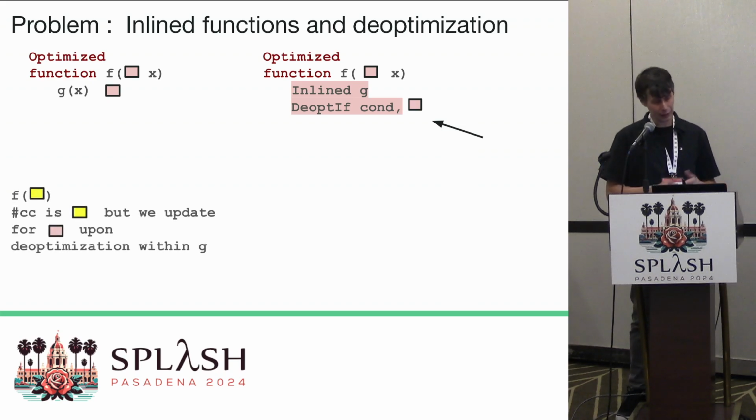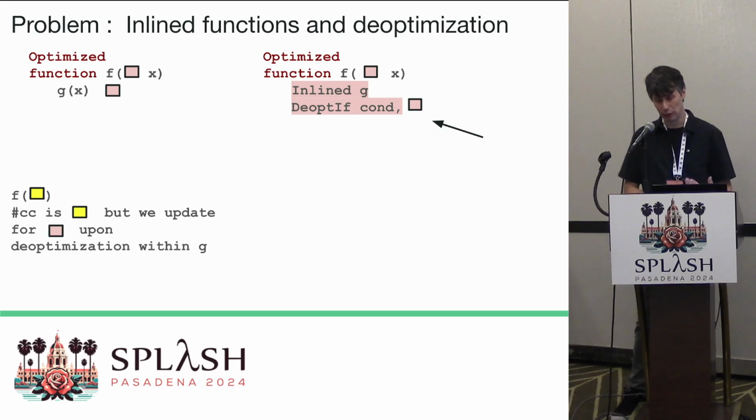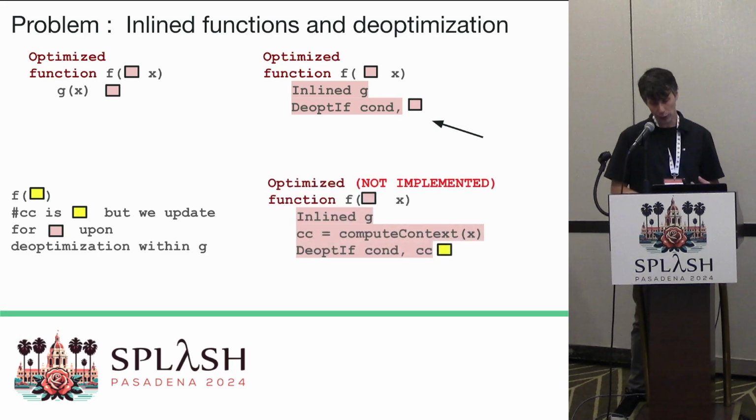And let's look at this simple client code. Now let's say we call f with yellow, then we are also calling g with yellow, and say we deopt from g. Ideally, what we would like to do is to update the type feedback vector for yellow. That would be the right thing to do, the most precise one. We didn't implement this solution, but basically what we would need to do is within the inlined code, before the deopt, compute the current call context based on the arguments, and then deopt for that.